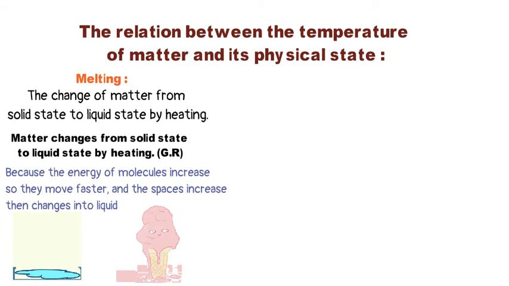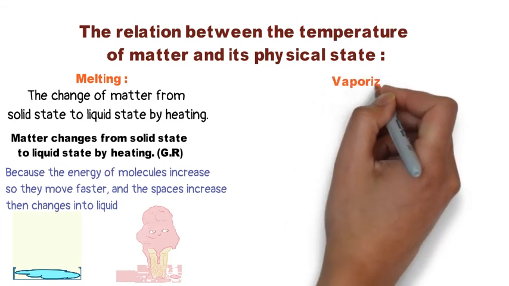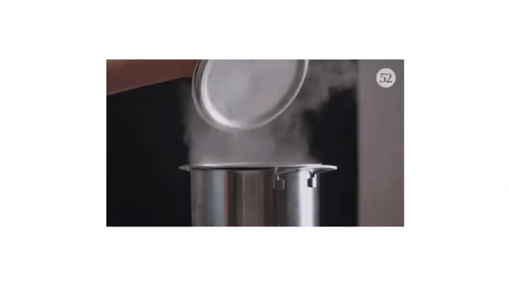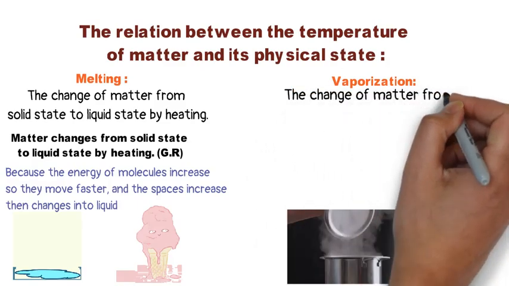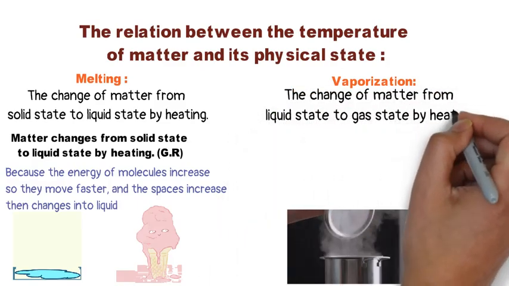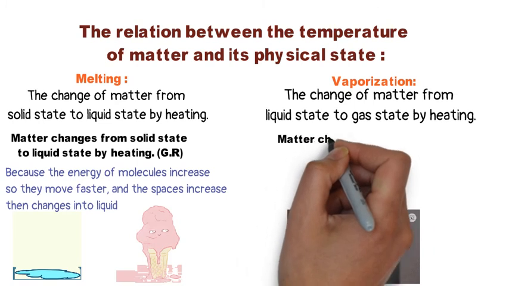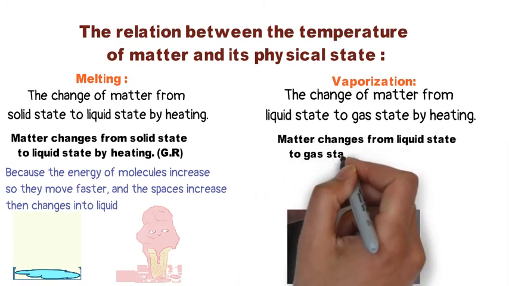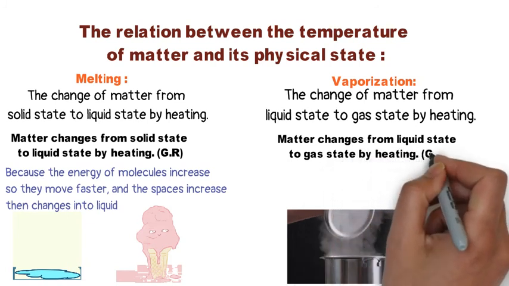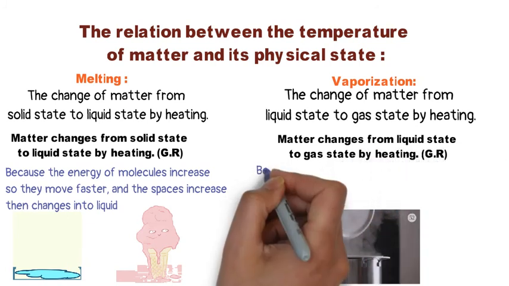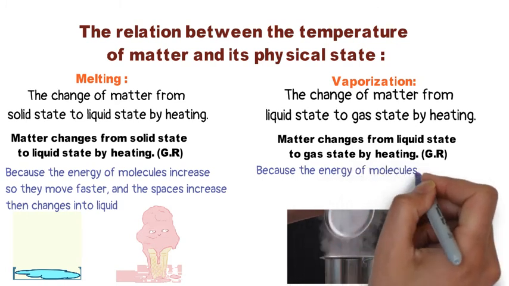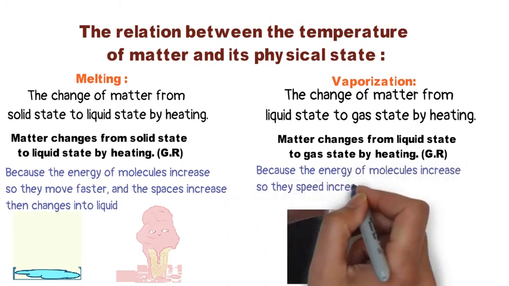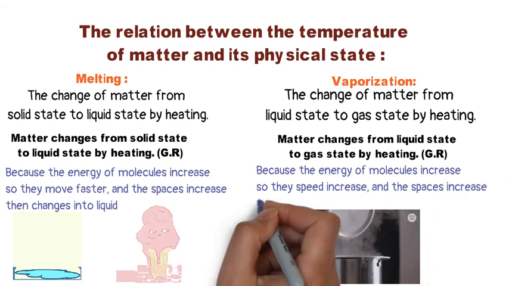The second is vaporization. Vaporization is the change of the matter from the liquid state to gaseous state by heating. If I asked you, why does the matter change from the liquid state to the gaseous state by heating? It's the same as we said before. When the molecules gain energy, they move faster and go away from each other and it changes into gaseous.